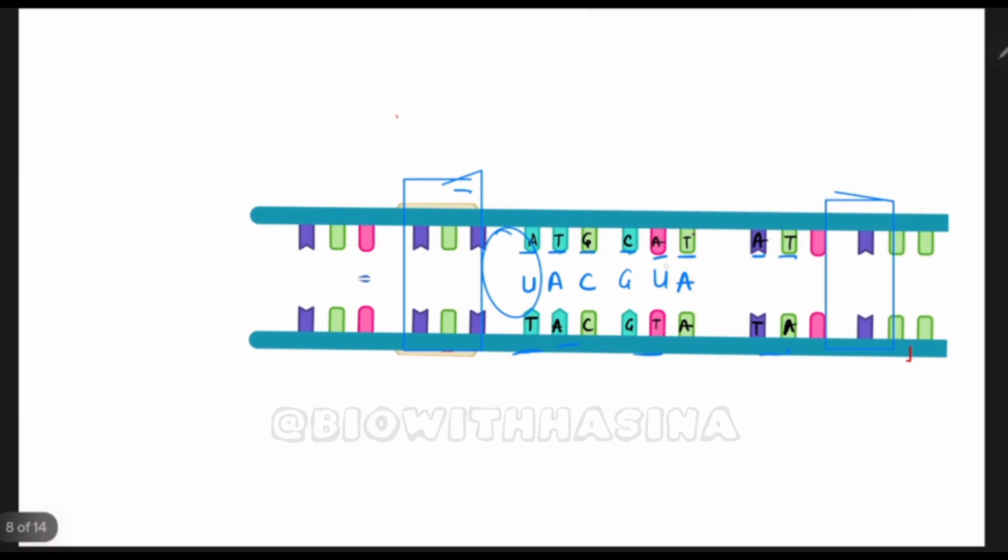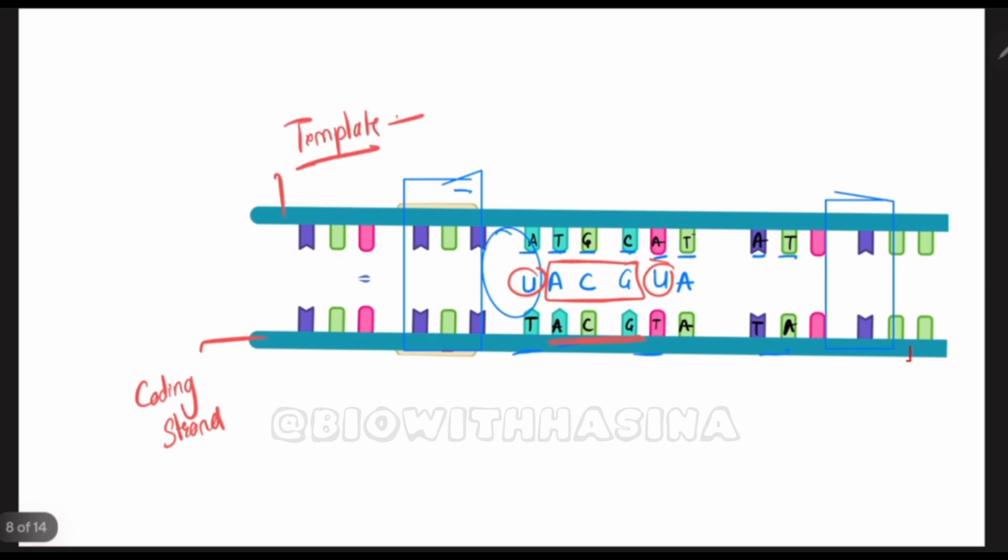If we look carefully here, we can see that this ACG is similar to this strand. Only if we leave this U, the rest of the things are the same, right? That is why we call this strand the coding strand, because whatever RNA is formed is similar to the coding strand and not the template strand. This template strand is also called the antisense strand, and this coding strand is also called the sense strand. Okay.